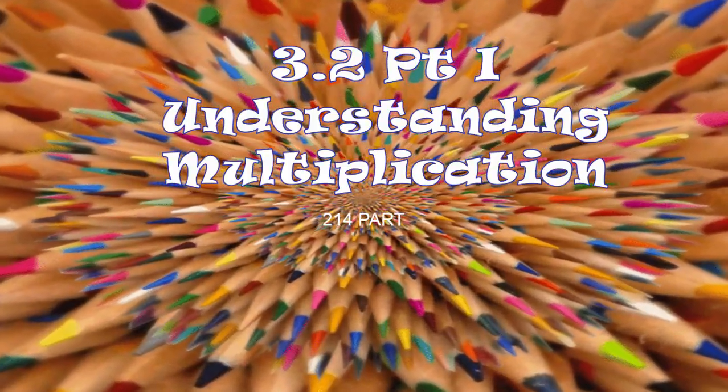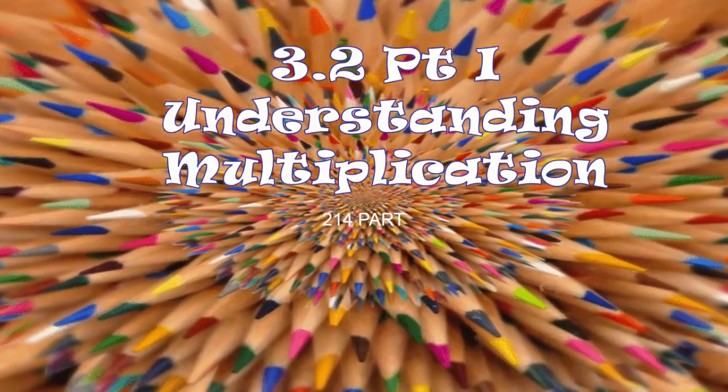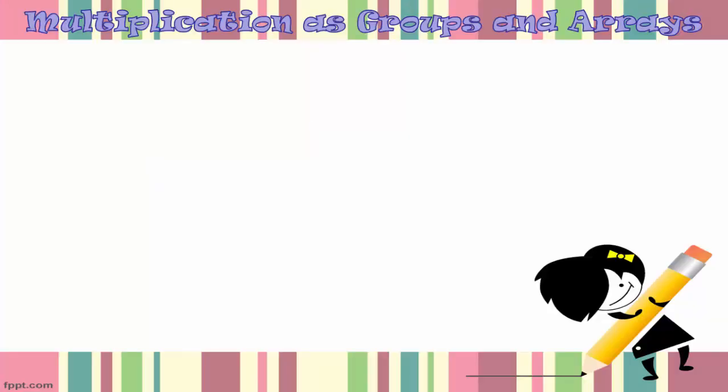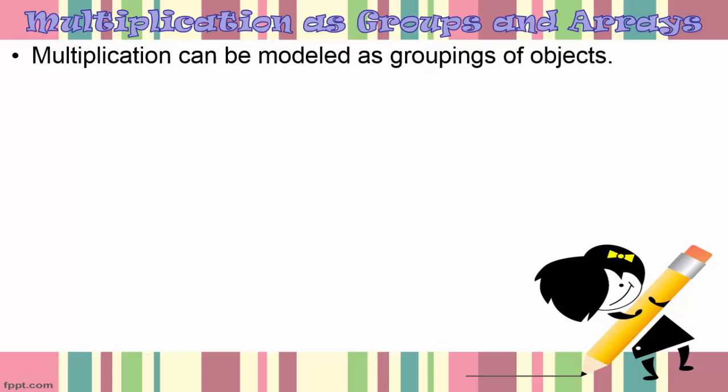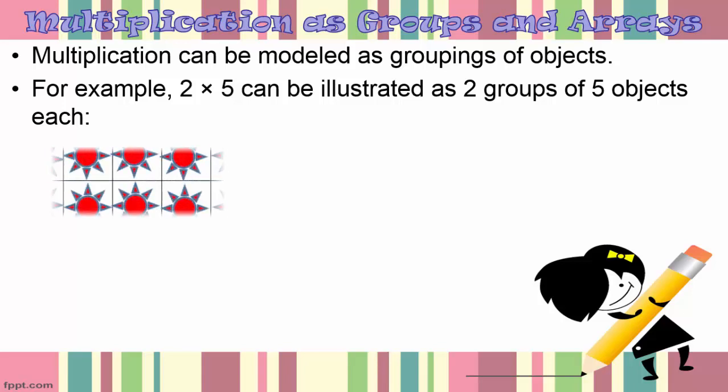Hello, welcome to Chapter 3.2, Part 1, Understanding Multiplication. Multiplication as groups of objects and arrays. Multiplication can be modeled as groupings of objects. For example, 2 times 5 can be illustrated as 2 groups of 5 objects each.